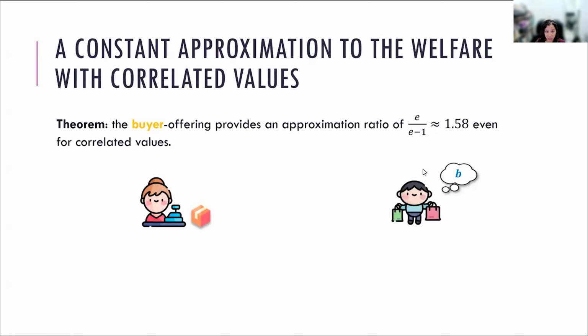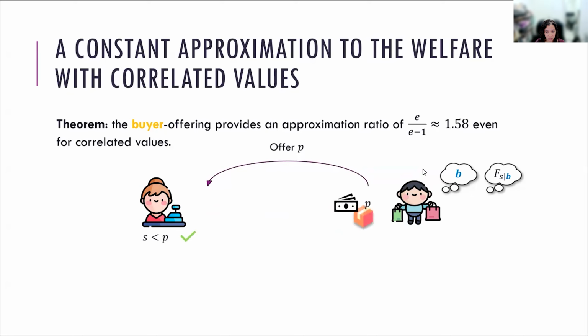Here the buyer observes his own value B. He can then compute the distribution over the value of the seller given his own value. And using these two, he can make an offer of P to the seller. If the value of the seller is smaller than P, then the seller will accept the offer and there will be trade. The item is transferred to the buyer, and the buyer pays P units of money to the seller. However, if the value of the seller is larger than P, then there will be no trade.